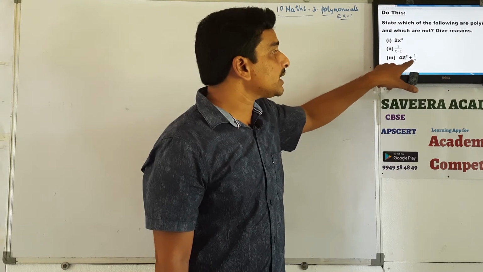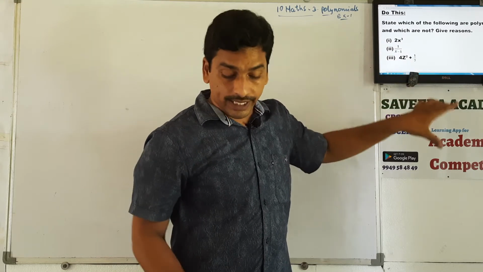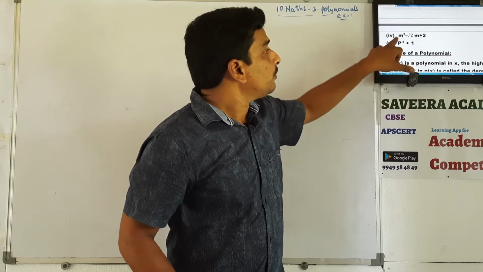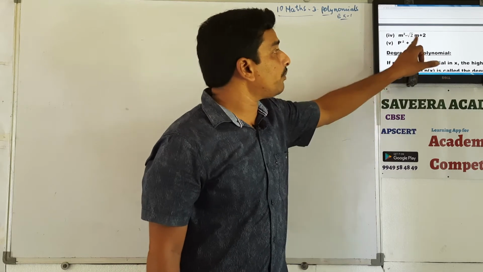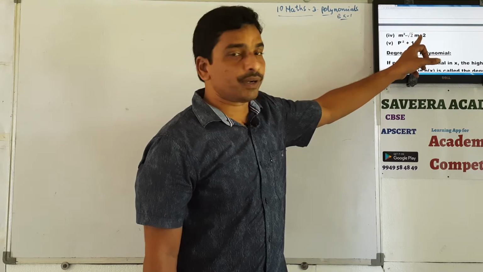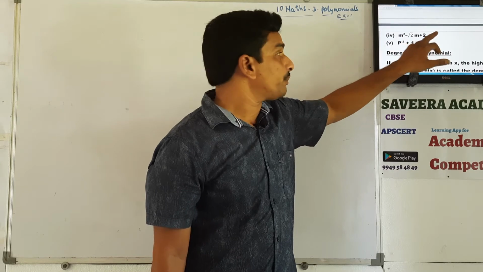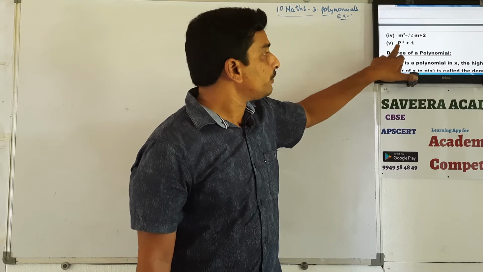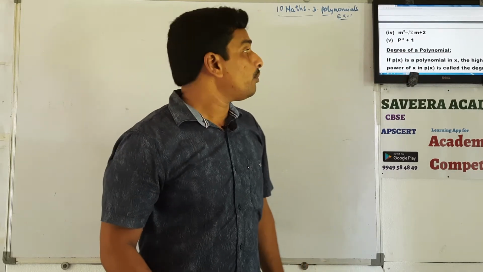Third one, 4z square plus 1 by 7. z square, 2, that is a positive integer. So, that is an example of polynomial. Now, fourth one, m square minus root 2m. Root belongs to 2 only, but not to m. m is the variable here. So, here non-negative integers are there. That's why this is also a polynomial. Fifth one, p power of minus 2. So, a negative integer is there. So, that is not a polynomial.